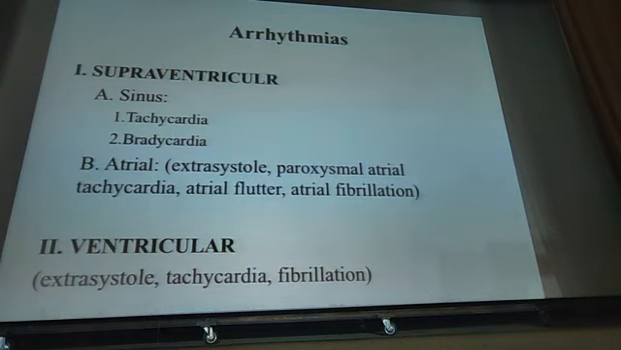Sympathetic stimulation: anxiety, anxiousness, exercise, emotional disturbance, and thyrotoxicosis.